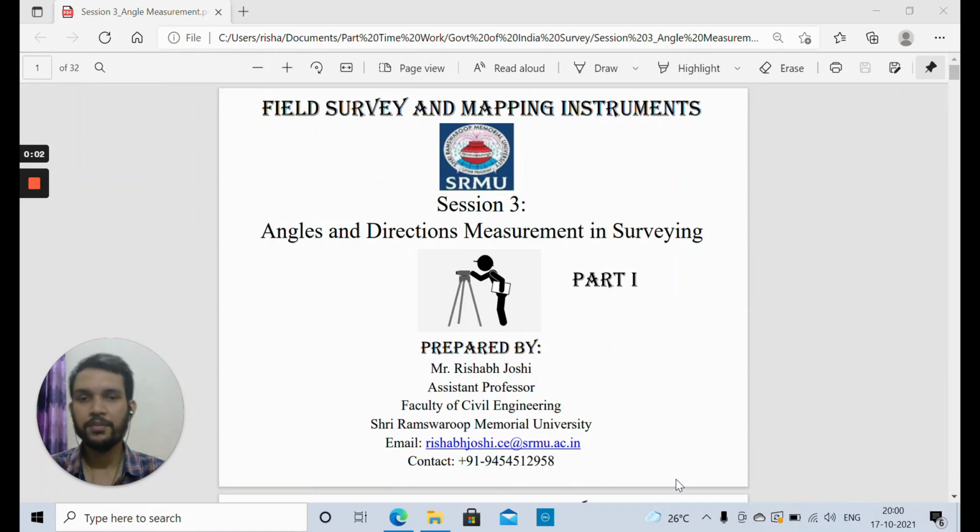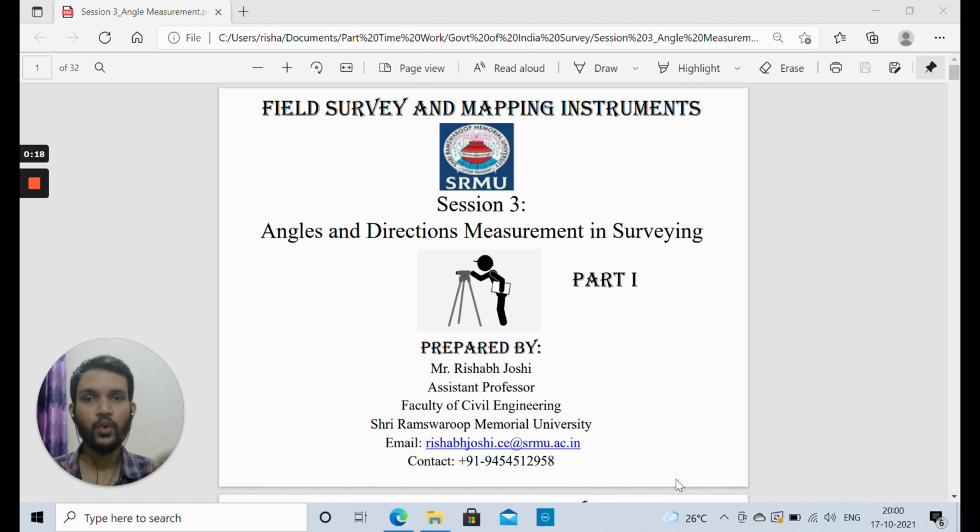Okay, so now we will be moving ahead with angles and direction measurement in survey. First thing that I would like to clarify, what is the difference between angles and directions. When we are talking about an angle, it means suppose we are stationed at a particular point.